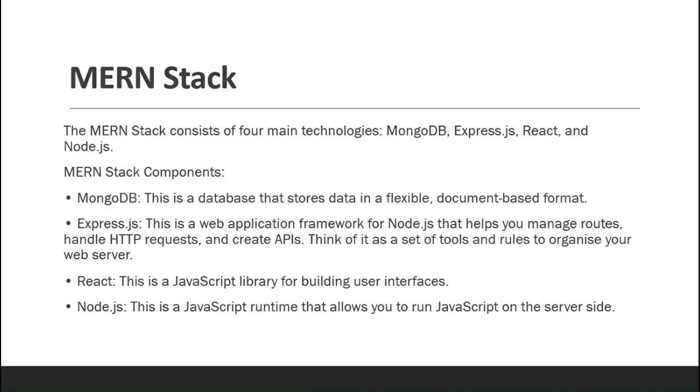As our project is made using the MERN stack, let's discuss what the MERN stack is. MERN consists of four main technologies: MongoDB, Express.js, React, and Node.js. So let's talk about MongoDB. This is a database that stores data in a flexible, document based format, and we have used this in our project to store the user information that the user provides at the time of login or register, and for storing information about food items, orders, and restaurants.